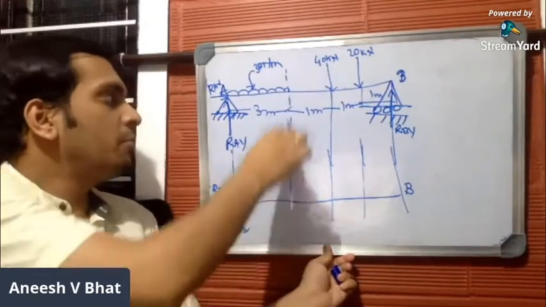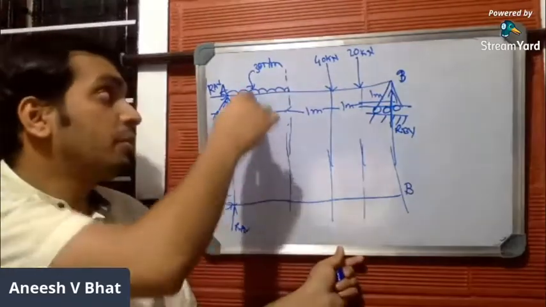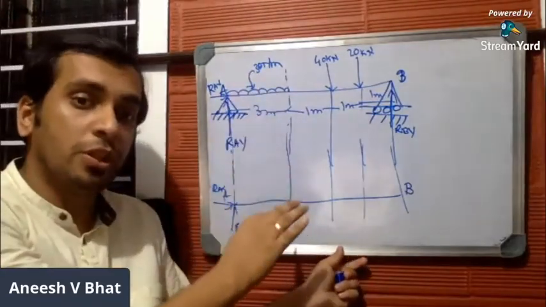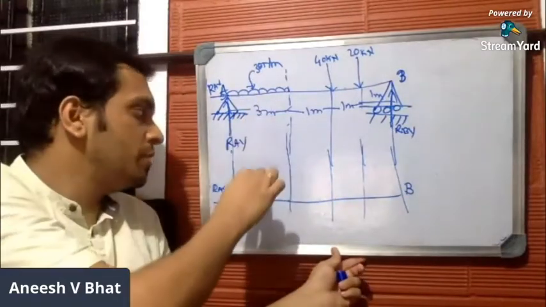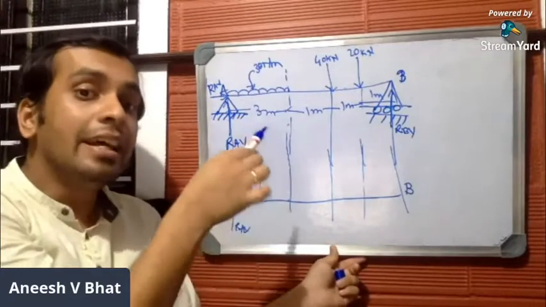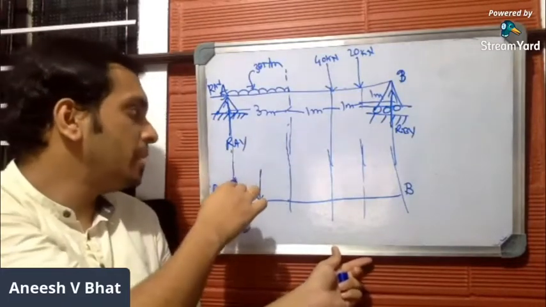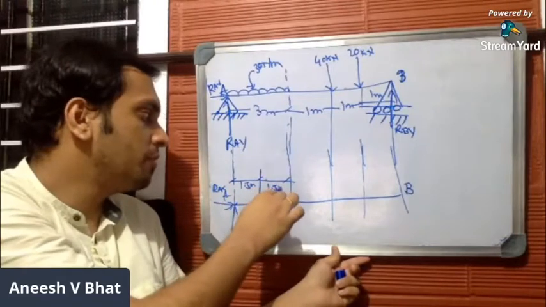From A to this particular point you have a uniformly distributed load. You have to convert the uniformly distributed load into a point load, because in this drawing everything should be in the form of point loads. So convert the UDL into a point load. The point load converted from a uniformly distributed load will act exactly at the center of the span. So this will be 1.5 meters and this will be 1.5.